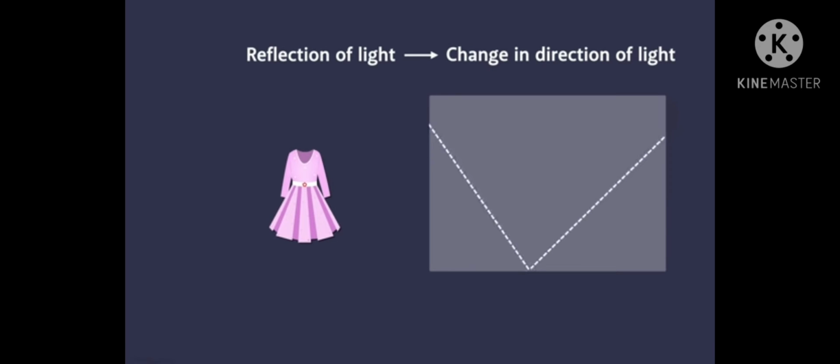The reason we see any non-luminous object around us is reflection of light. Reflection of light means change in direction of light, or bouncing of light from some surface. Just like a ball bounces from a surface, light reflects from a smooth surface. Let me explain this with a simple example. The light from the source strikes the object and bounces off from the object. If this light reaches our eyes, we are able to see the object.